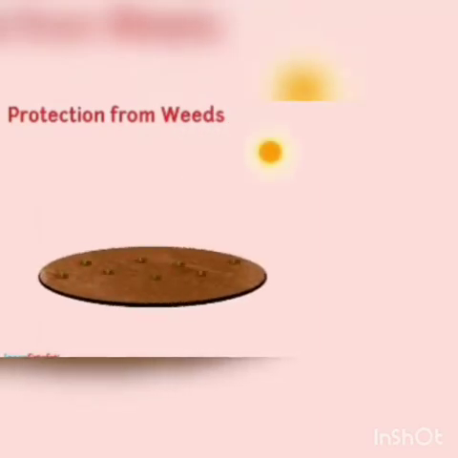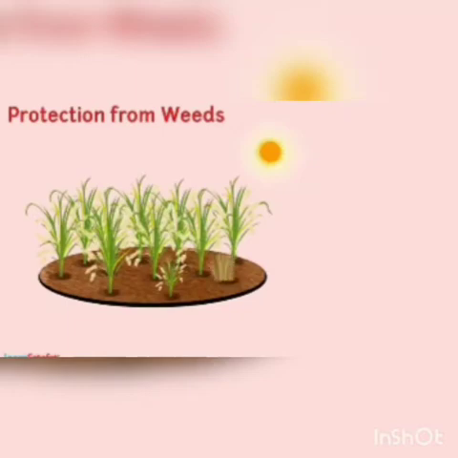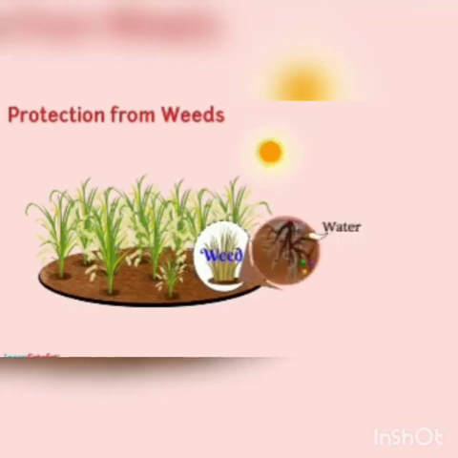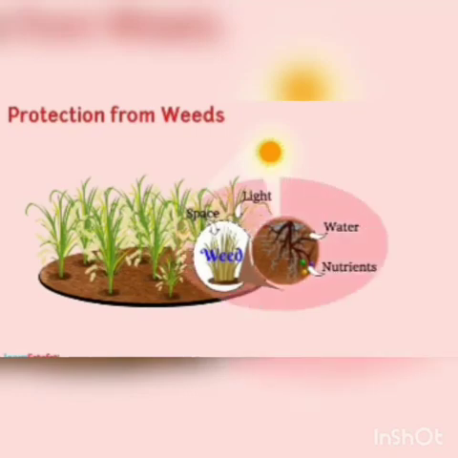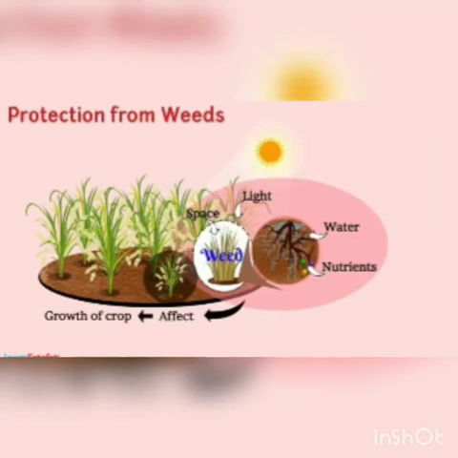Protection from weeds. In the cropland, along with desired crops, many other undesirable plants grow naturally. In the fields, all plants other than crop plants are called weeds. Weeds consume water, nutrients, space, and light. Unavailability of all these factors affects the growth of the crop.